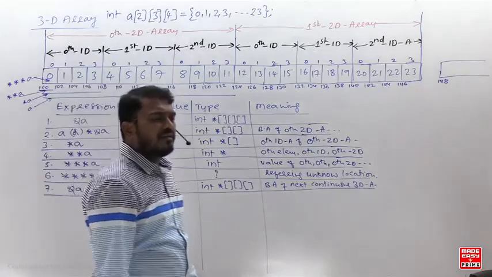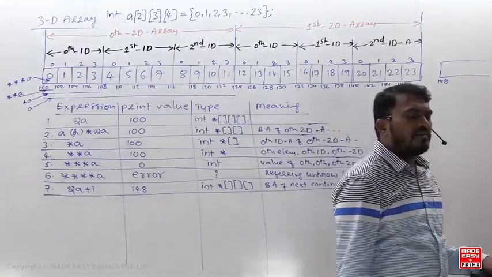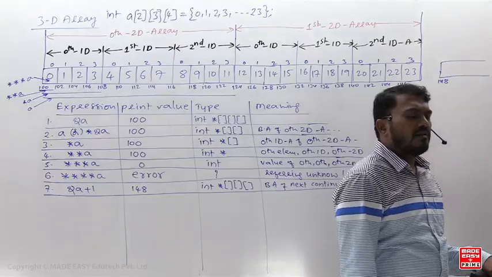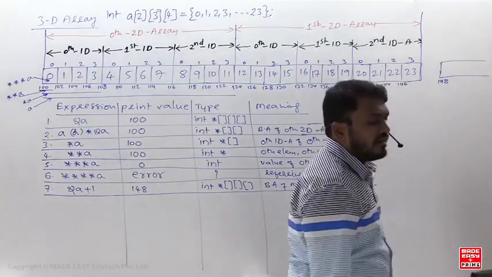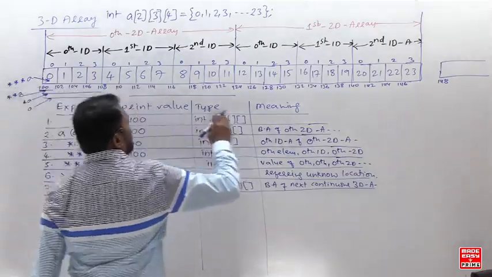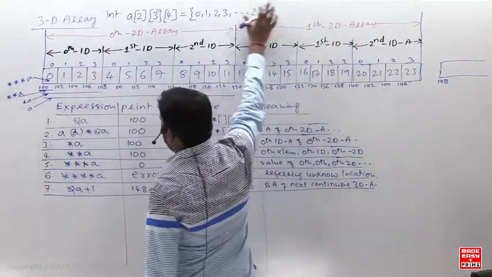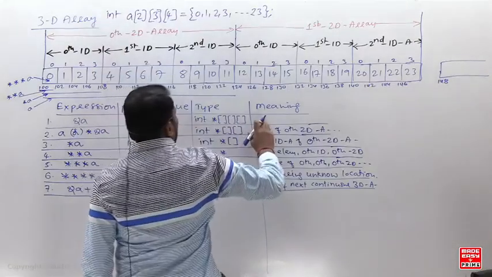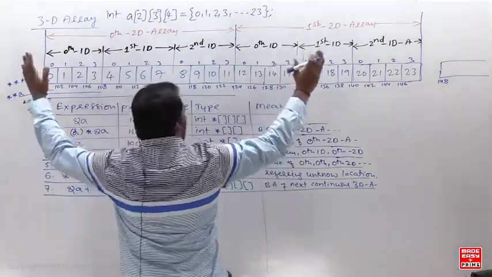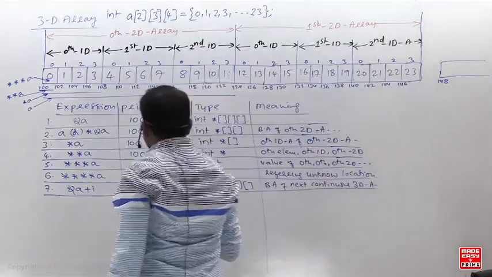Aniket Rathore, why are you giving the wrong answer? What you have written, I don't understand. Ampersand A plus 1. Ampersand A means pointing to the entire 3D array. We clearly said here, if I say plus 1, it will jump according to 3D array size only. So that's 148.